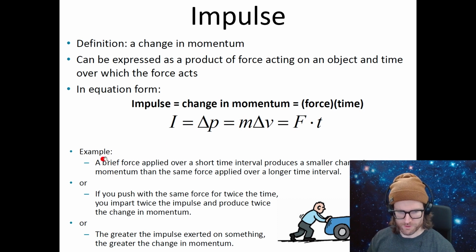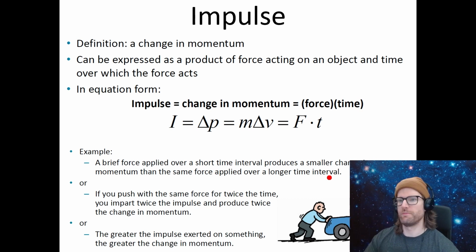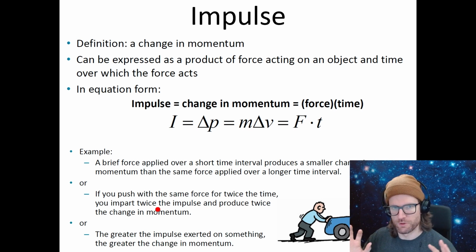Okay, there are some examples here. A brief force applied over a short time interval. Let me read that again. A brief force applied over a short time interval produces a smaller change in momentum than the same force applied over a long time interval. If we push an object with the same force, the one that acts for a longer time gives you more impulse. If you push with the same force for twice the time, you impart twice the impulse and produce twice the change in momentum. If you push something with a force for 1 second versus 2 seconds, it's going to be twice the impulse.